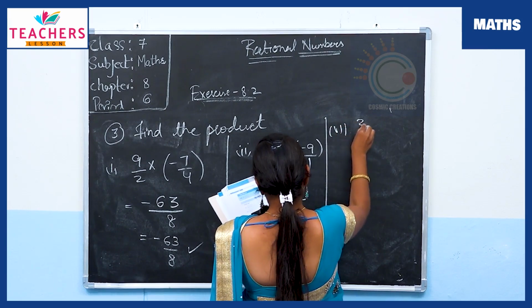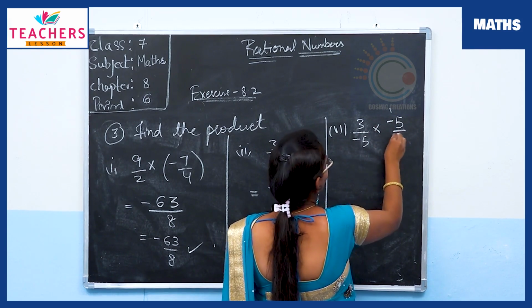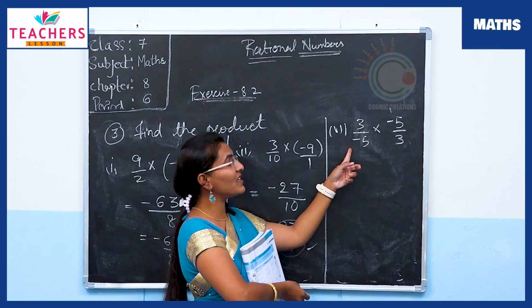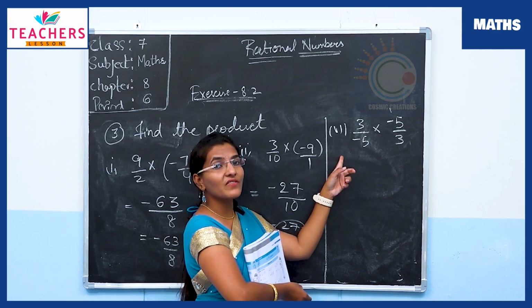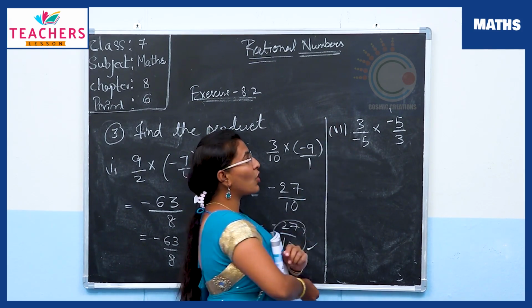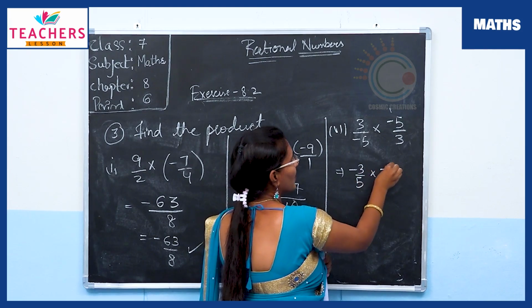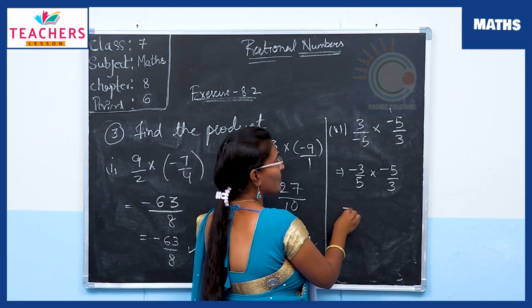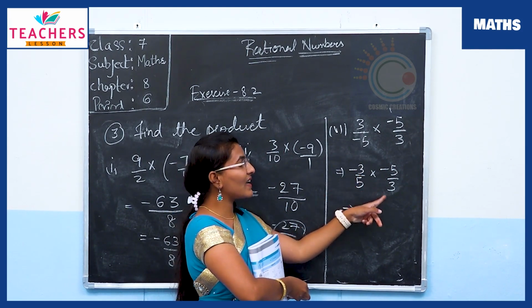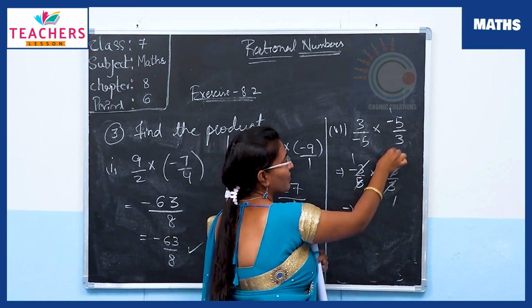Let's do the next, the sixth bit. 3 by minus 5 into minus 5 by 3. Students, if you carefully observe, the negative symbol is given for the denominator. What I have said is that the negative symbol can be brought up to the numerator, that is minus 3 by 5, one and the same, right? Minus 5 by 3. So how do you do it? Directly, if you carefully observe, we can cancel out, isn't it? 3 ones are 3 ones, 5 ones are 5 ones.